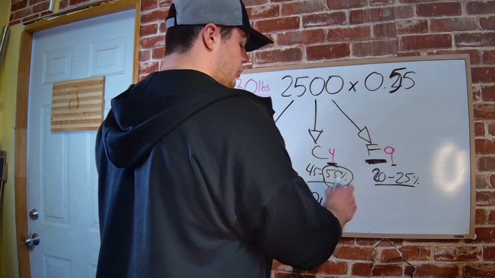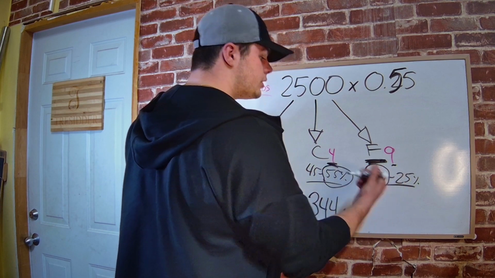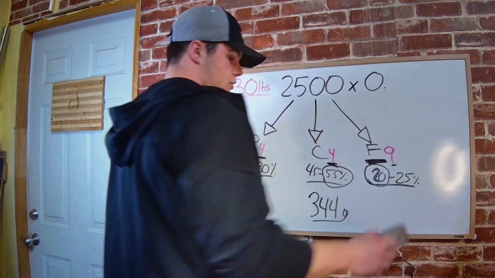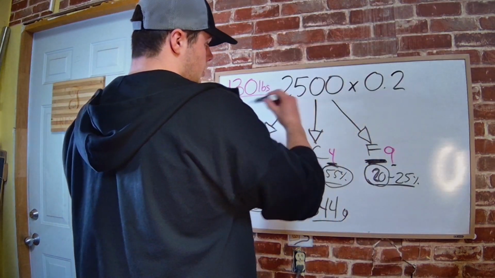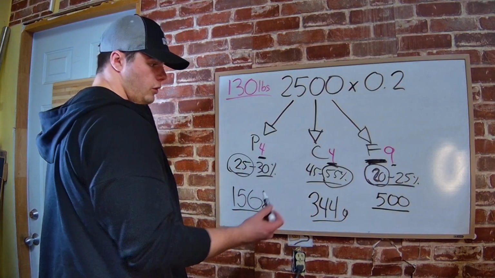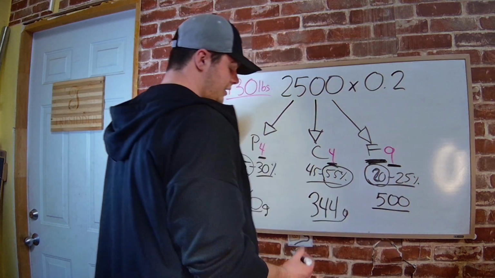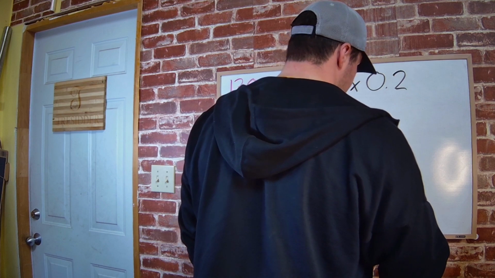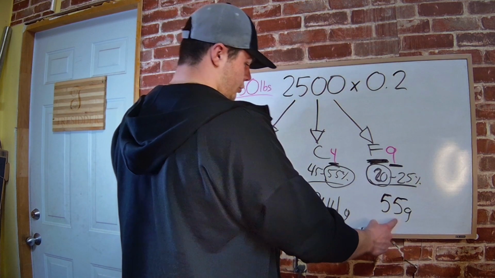Let's do fat. We can't do 25% here. So we are forced by default to go with 0.2, which is perfectly fine. So we're going to multiply 2,500 calories by 0.2. And so 20% of 2,500 calories is 500. But do we divide by 4 this time? No, we're dividing by 9. 500 divided by 9 is 55.55555. We'll just put 55 grams here because we rounded up here, we'll round down here.